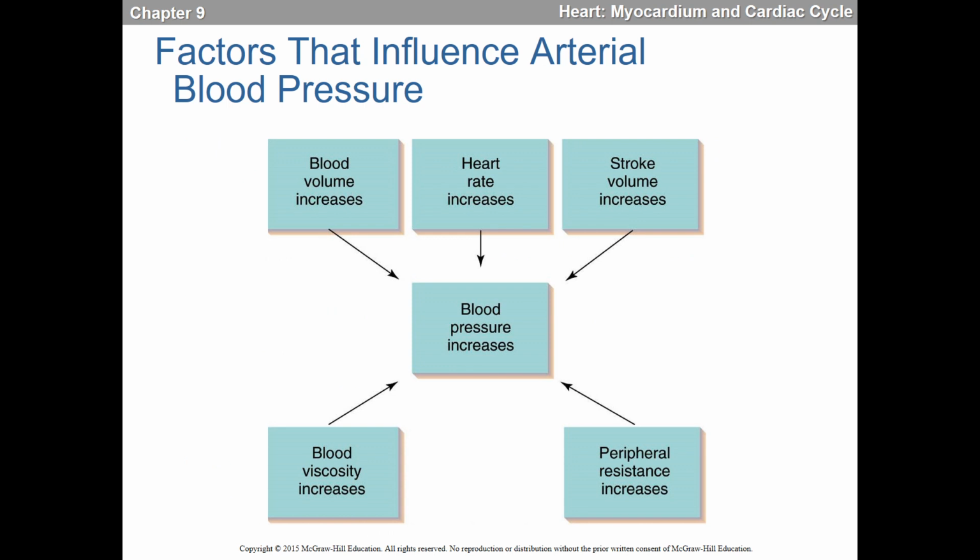But here, really good pictorial representation of factors influencing blood pressure. So, big things here: blood volume increases, heart rate increases, stroke volume increases, peripheral resistance, blood viscosity. Here, why exercise is such a good way to treat high blood pressure or hypertension is through a couple of things. From exercise, your blood volume does increase. So that is one of the adaptations.